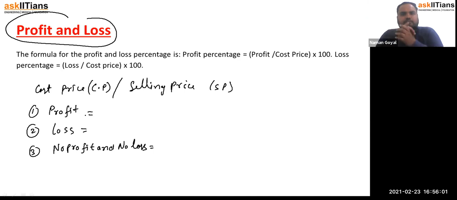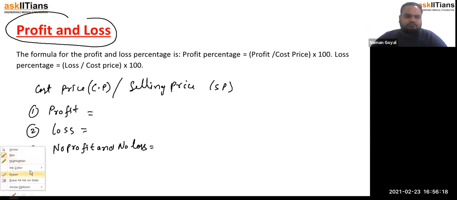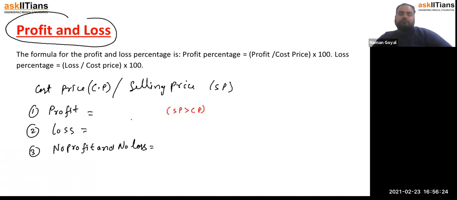So if he makes a profit, then definitely SP is greater than CP, right? See, if the rate at which he sold is higher than the rate at which he bought, then definitely there will be a profit. So in that case we can say that SP is greater than CP. And if SP is greater than CP, how do we find the profit? SP minus CP, isn't it? This is the profit we have.